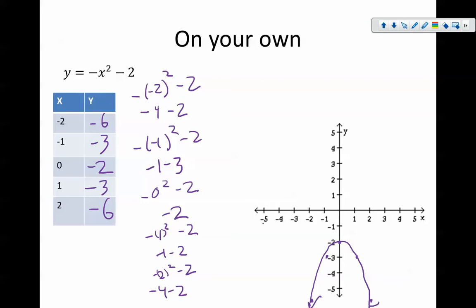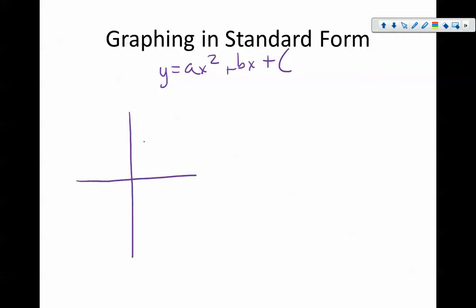So graphing parabolas with a table, we plug in the points, we find the values, we plot them on the graph. Okay. Now let's talk a little bit more about things that we know in standard form. So standard form, as we said, is y equals ax squared plus bx plus c. All right. Now this graph, like we said, is going to form a parabola, right? And this parabola has a couple of very distinct points. Down here we have the vertex.